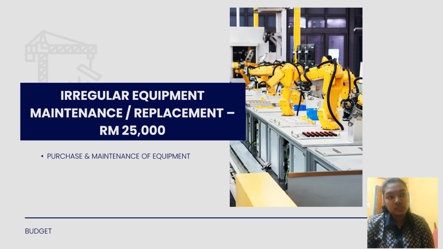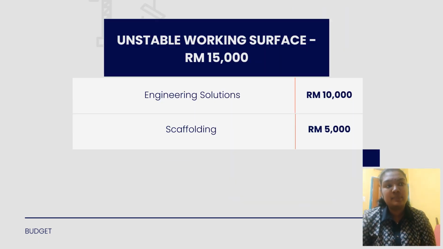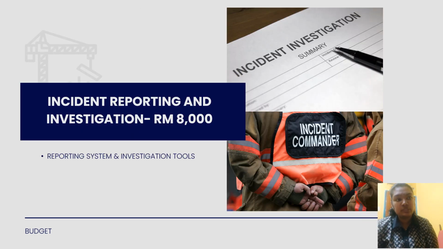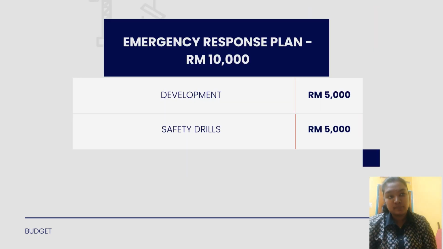Then irregular equipment maintenance and replacement, which is 25,000 for purchase and maintenance of equipment. Next is unstable working surface, which is 15,000 for engineering solution, 10,000 scaffolding for 500,000. Next is incident reporting and investigation for 8,000, which is reporting system and investigation tools for safety purpose. And then emergency response plan, which is 10,000 for development, 5,000, and safety drill 5,000.